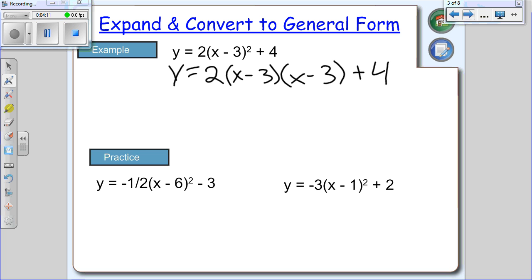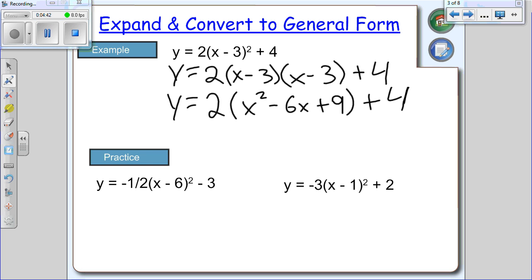This isn't quite factored form because there's still a plus up here. There are two binomials. Factor that out in the middle, or FOIL it out, and you're going to get 2 times x squared minus 6x plus 9 plus 4.